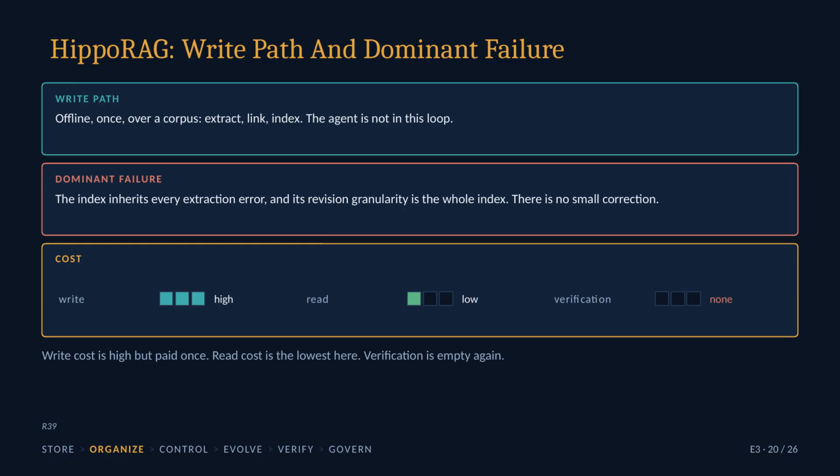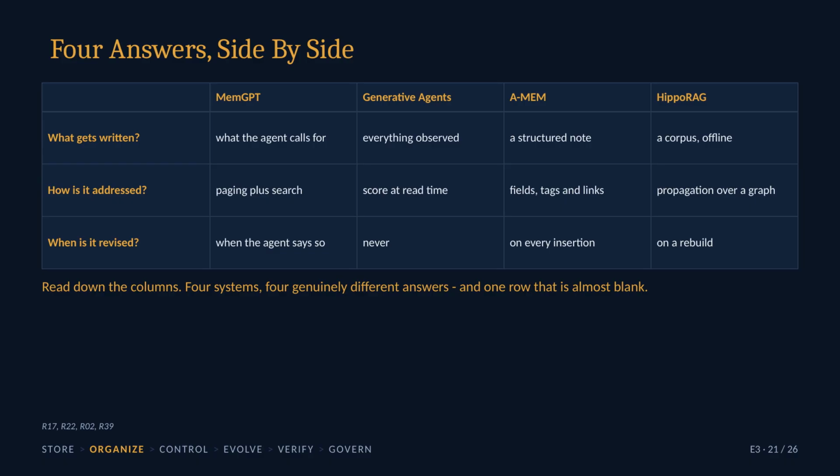And the verification column is empty again, for the 3rd time out of 4. 4 systems in, and the verification column has been empty 3 times out of 4. That pattern is the reason this series exists. Here is the whole episode in 1 table.